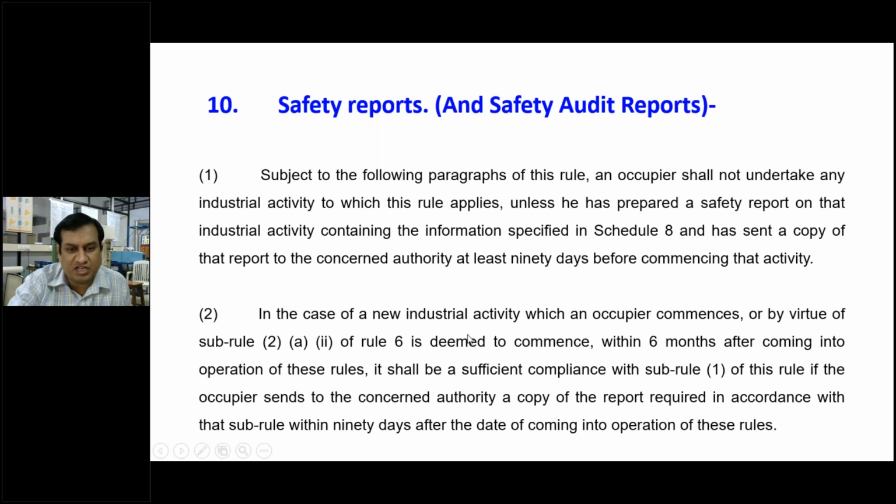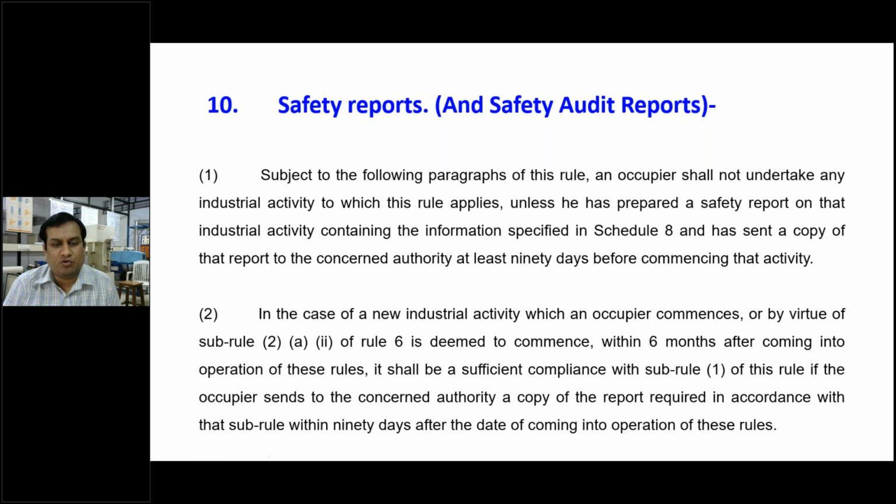In the case of a new industrial activity which an occupier commences, or by virtue of sub rule 2A2 of Rule 6 is deemed to commence, within 6 months after coming into operation of this rule, it shall be sufficient compliance with sub rule 1 of this rule if the occupier sends to the concerned authority a copy of the report required in accordance with the sub rule within 90 days after the date of coming into operation of these rules.